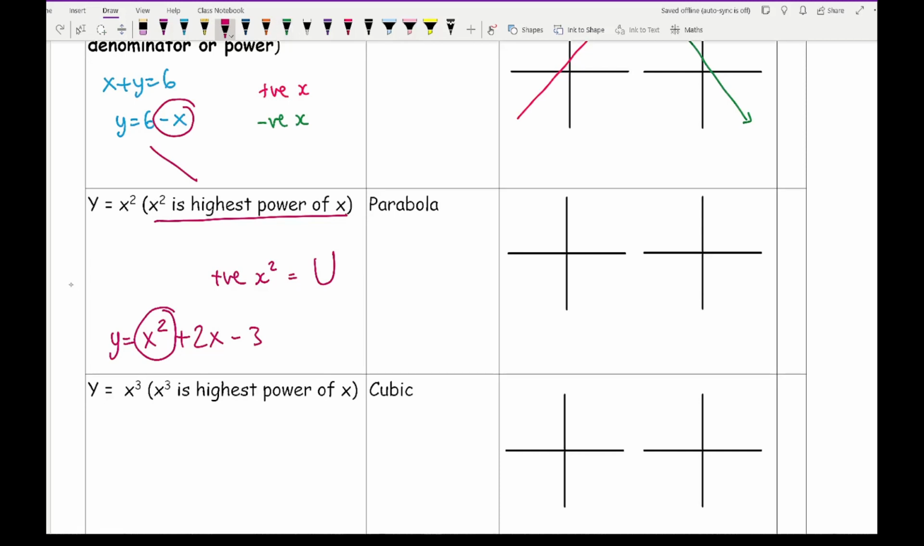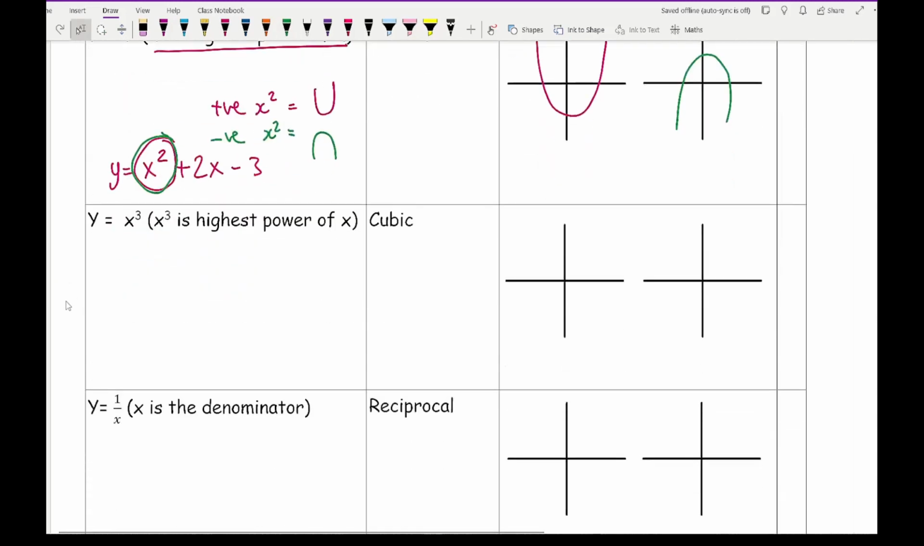And let me just do a little sketch of that. If we have a negative x squared, then it's going to be an N shape or a sad face, because obviously you feel sad when you're feeling negative. So it's always important to establish each of those, and like I said, it's all about looking at the equation and seeing what the highest degree or the highest power of x is going to be.